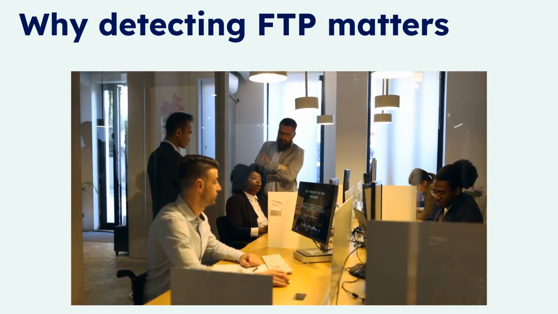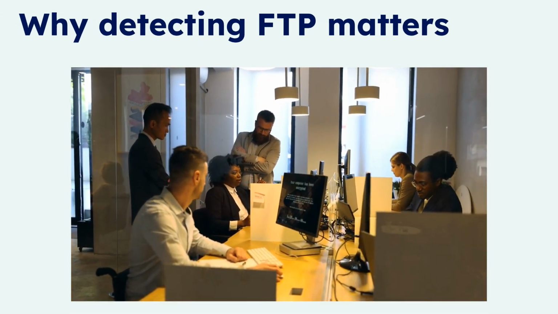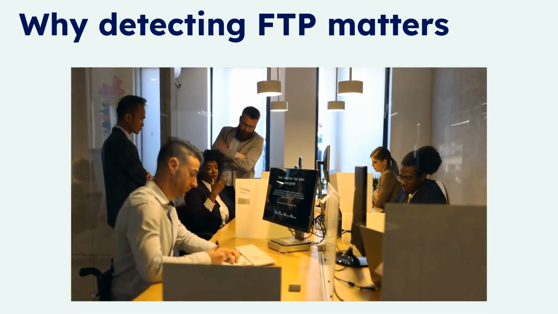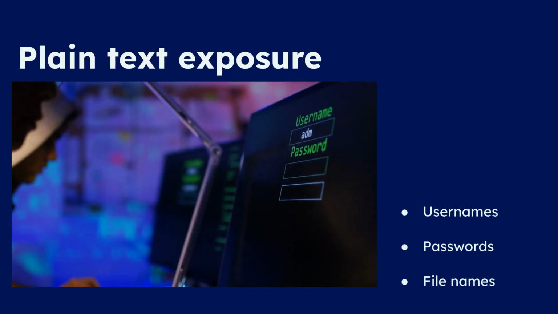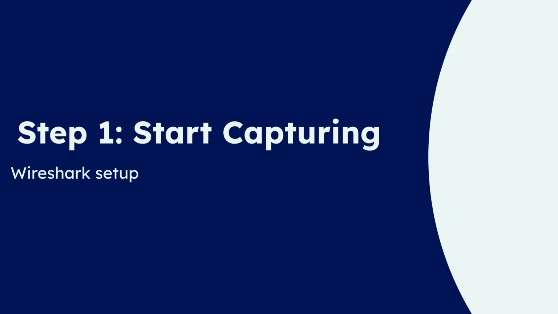If you're wondering why this matters, it's because FTP is fundamentally insecure. Everything is transmitted in plain text, making it extremely vulnerable. This means usernames, passwords, and even the names of files being transferred are sent completely unencrypted, making them easy targets for interception. Let's dive into the practical steps, starting with step 1, setting up Wireshark to capture network packets.